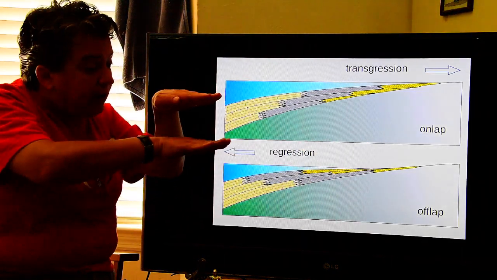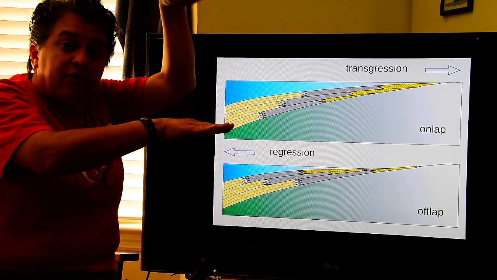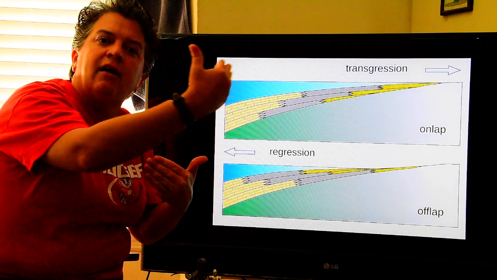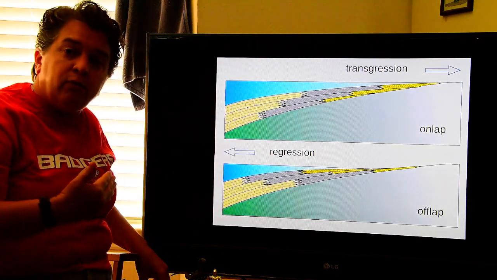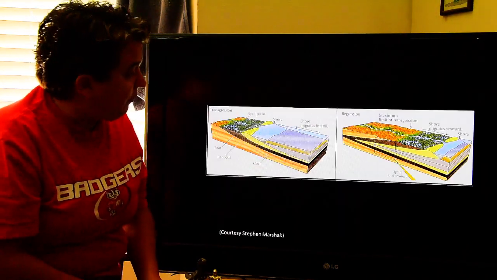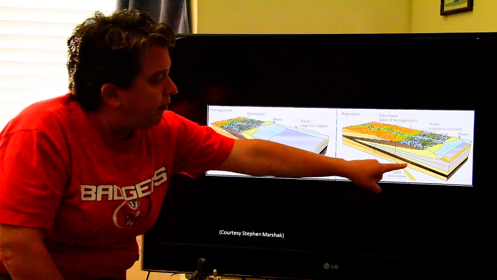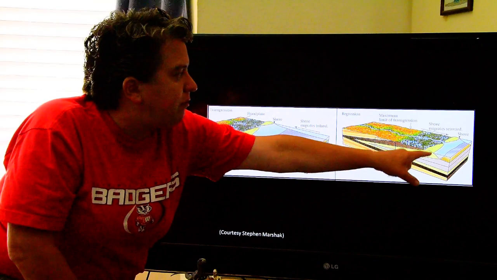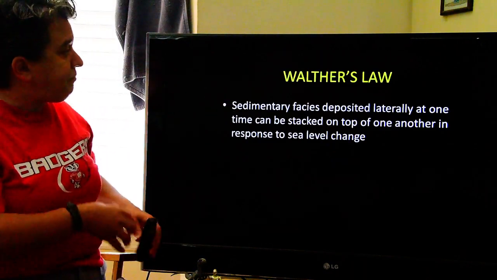So you can actually look at these stacks of sediment on top of each other and be able to tell, did we have a sea level rise at that time or did we have a regression at that time? And this is simply another image showing you the same thing, where basically sea level rise and fall are going on.